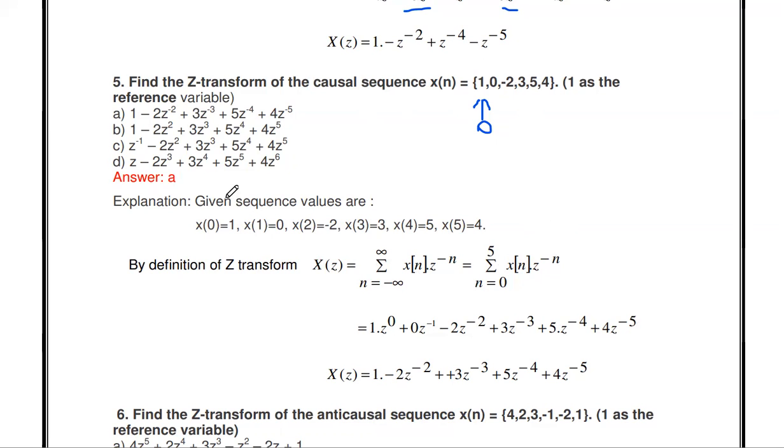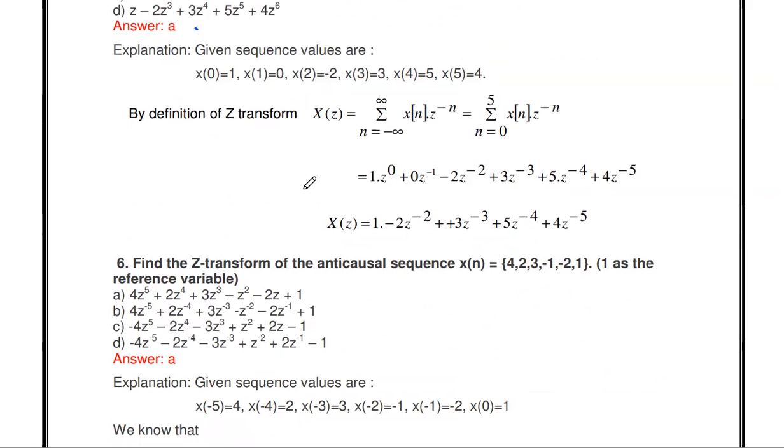So A is the answer: 1 minus 2 Z power minus 2 plus 3 Z power minus 3 plus 5 Z power minus 4 plus 4 Z power minus 5. Okay, this is the answer. Similar to this, we have to solve this problem. One more problem is also given.